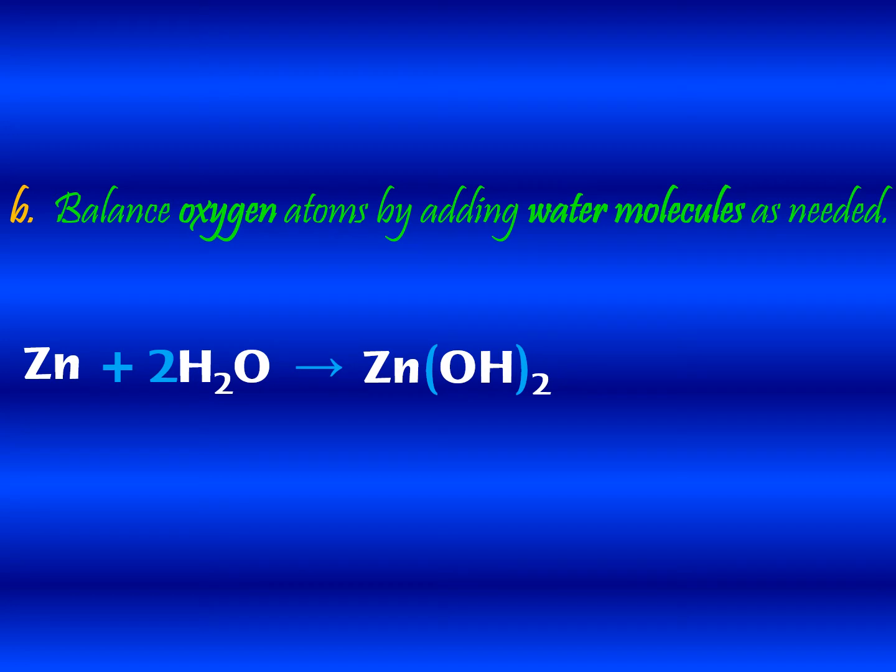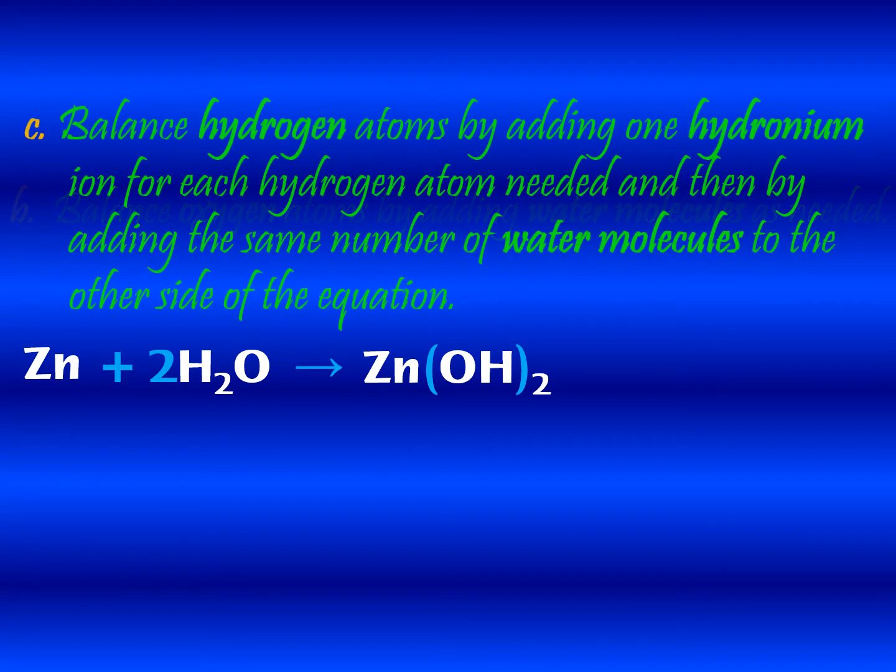Now I have to balance the hydrogen. Notice we've got too much hydrogen on this side. We've got 4 atoms and only 2 on the other side. So we need to add some hydronium. In order to make the oxygen balance, however, we have to change the water molecules now with a coefficient of 4.